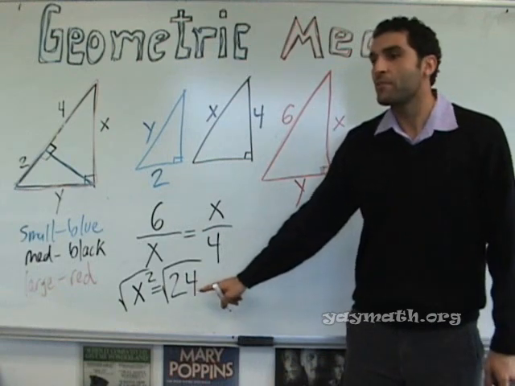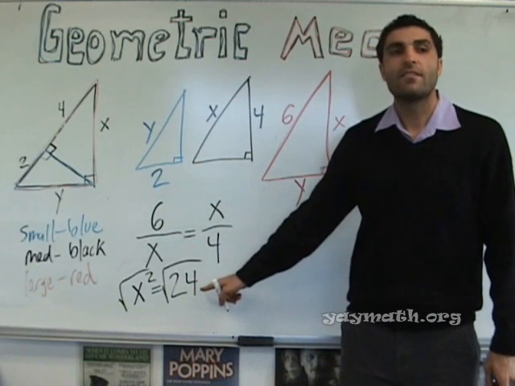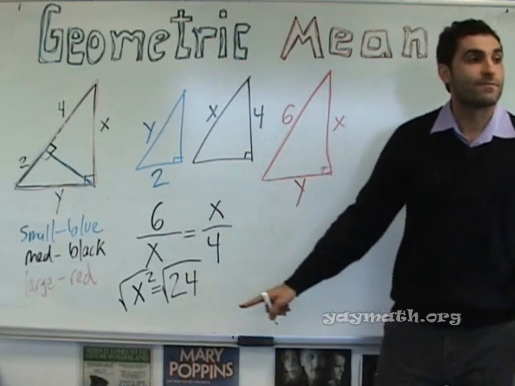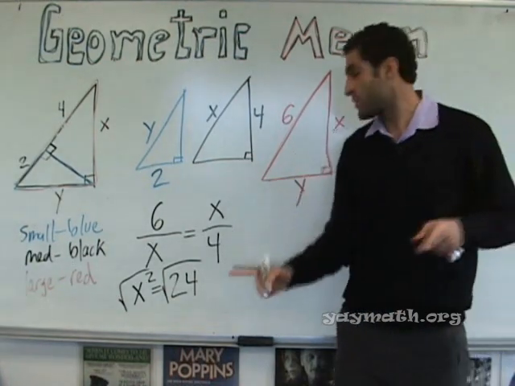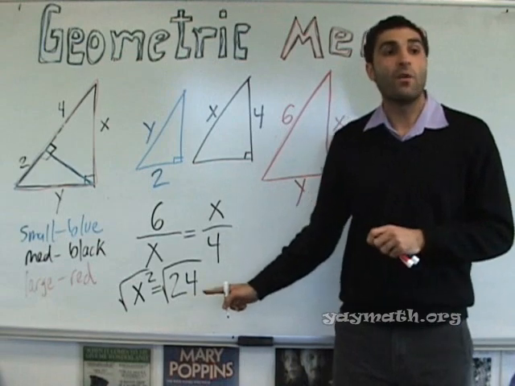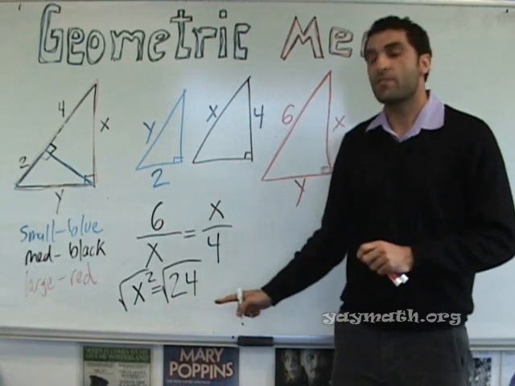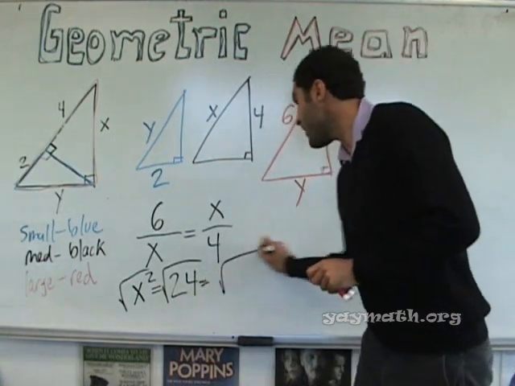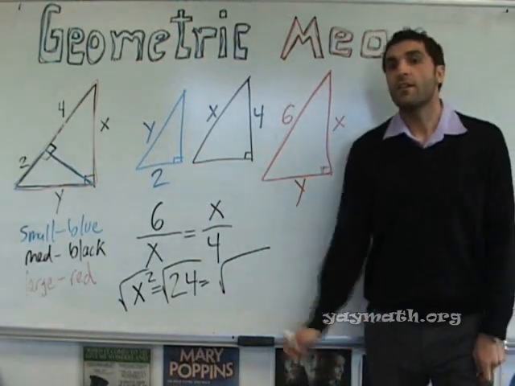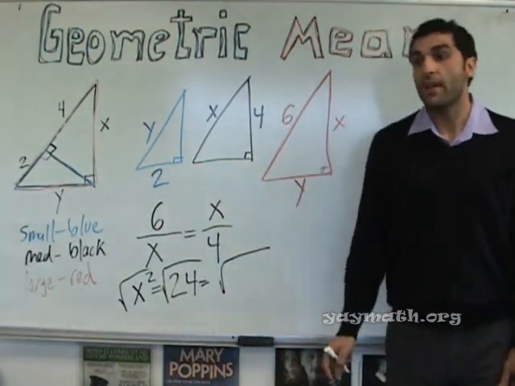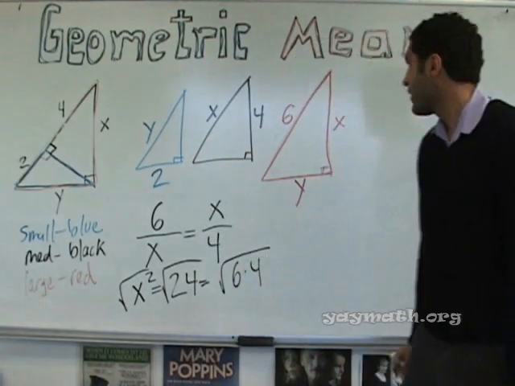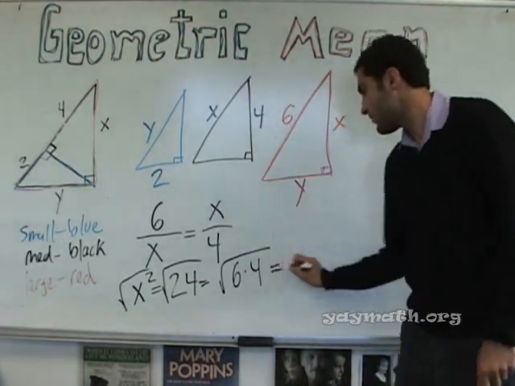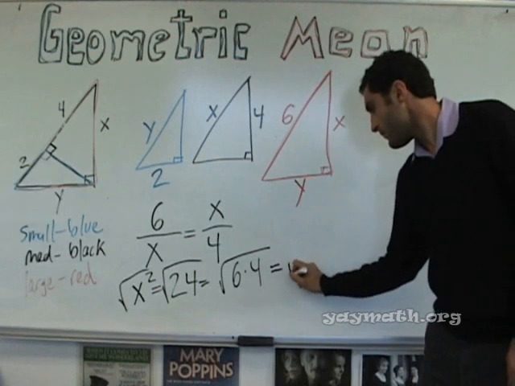Who remembers what to do? Yes, don't you put it into square roots? Yes, you break them into two numbers that multiply to 24, and one of those numbers should be a perfect square. That's right. So give me two numbers that multiply to 24, in which one of them is a perfect square. Yes, 6 and 4. 6 times 4. Okay, and so we can break it up.